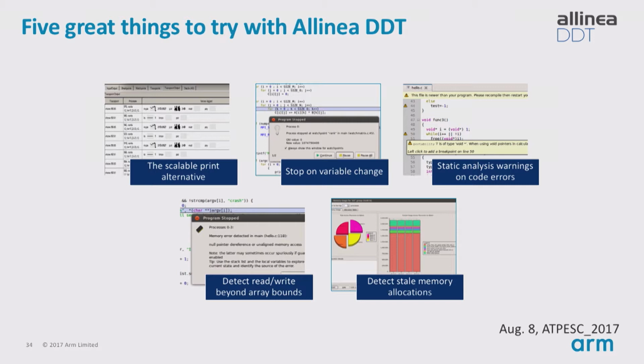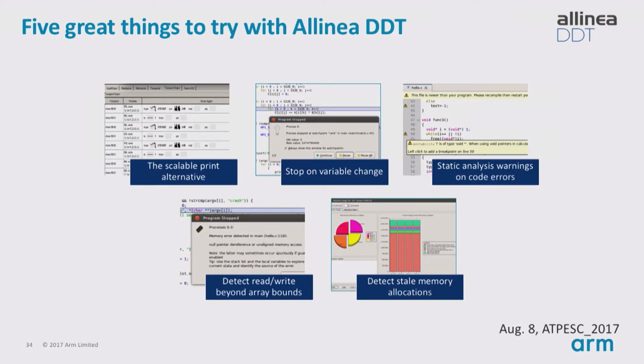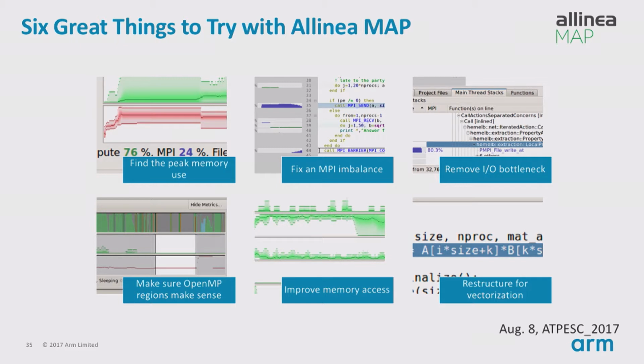I'll revisit these 5 great things to try with Linaro DDT. A scalable print alternative was used, looking at the sparklines themselves. You want to be able to stop on a variable change. You want to be able to do tracepoints, breakpoints, watchpoints. Static analysis is available, since we do use CPPTest and FTest. Then you can scope the bounds. You can see if you're actually writing out of bounds for a particular array. And stale memory allocation, this is all available through memory debugging.